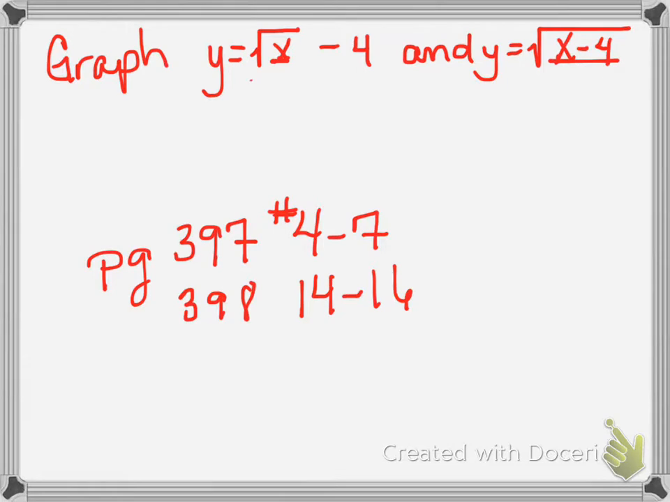And then the rest of your assignment is page 397, numbers 4, 5, 6, and 7, and page 398, 14, 15, and 16. These are to be turned in before you leave. They will be graded as to whether they are correct or incorrect. You are to show your work. When you're finished with this, I recommend starting on your blizzard bag assignments.